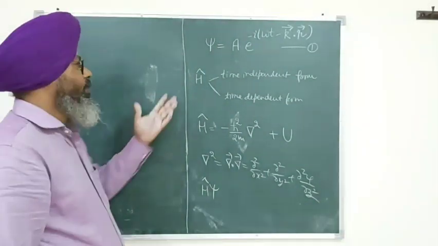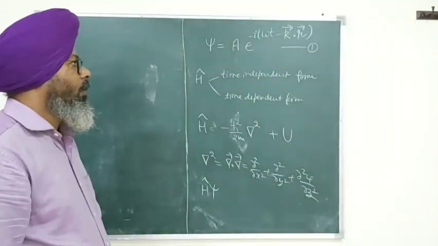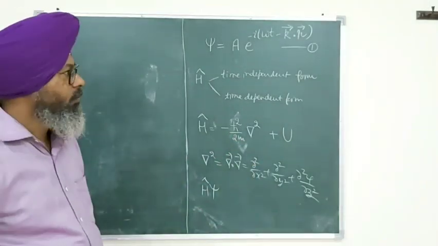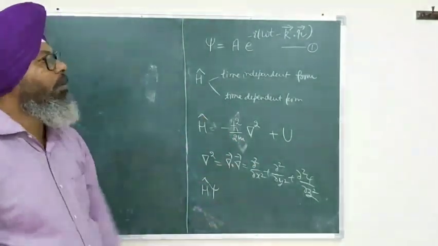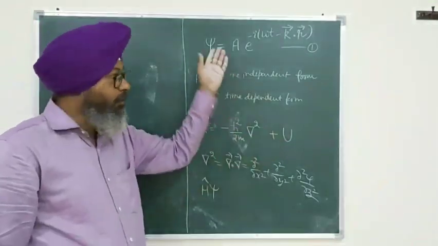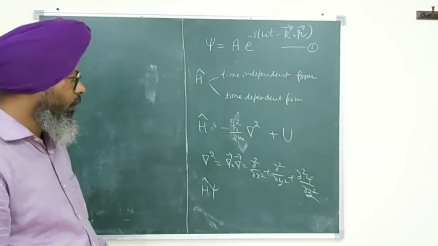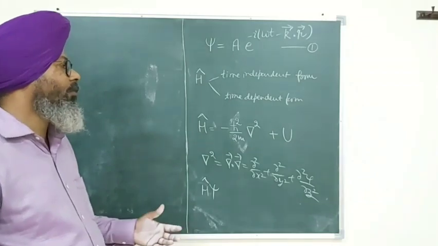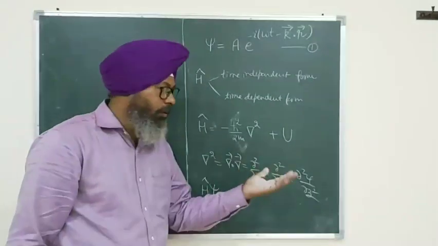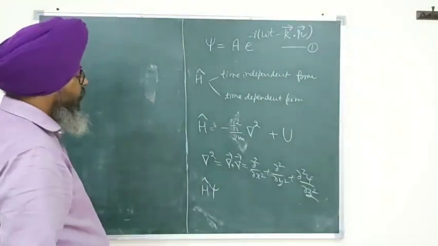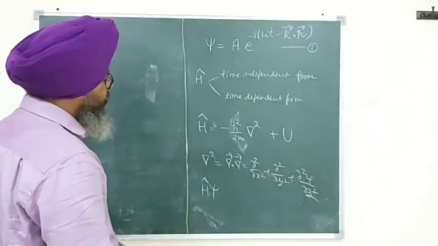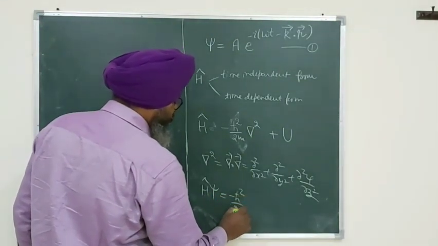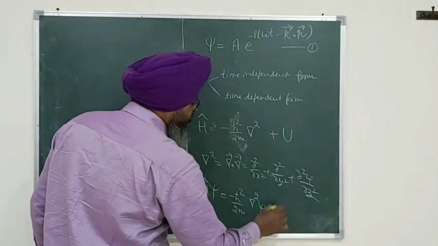Let us say this wave function is solved for a simple harmonic oscillator, then u will be half kx square. And if this wave function is solved for a freely falling body, then for small heights u will be equal to mgh. So since the value of u is different for different problems, instead of taking its value, we would take its symbol. So problem wise its values can be inserted. So let us now find h cap psi. Now what will be h cap psi? It is equal to minus h cross square upon 2m del square psi plus u psi.